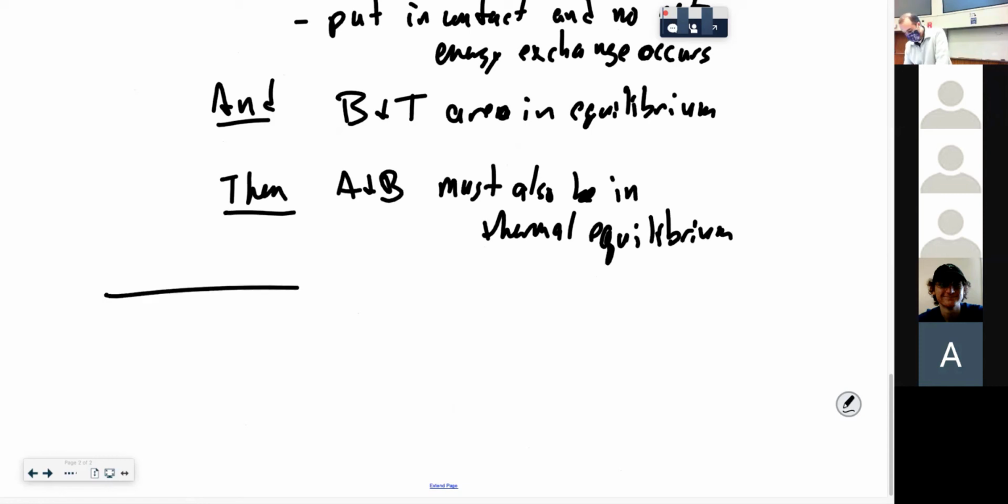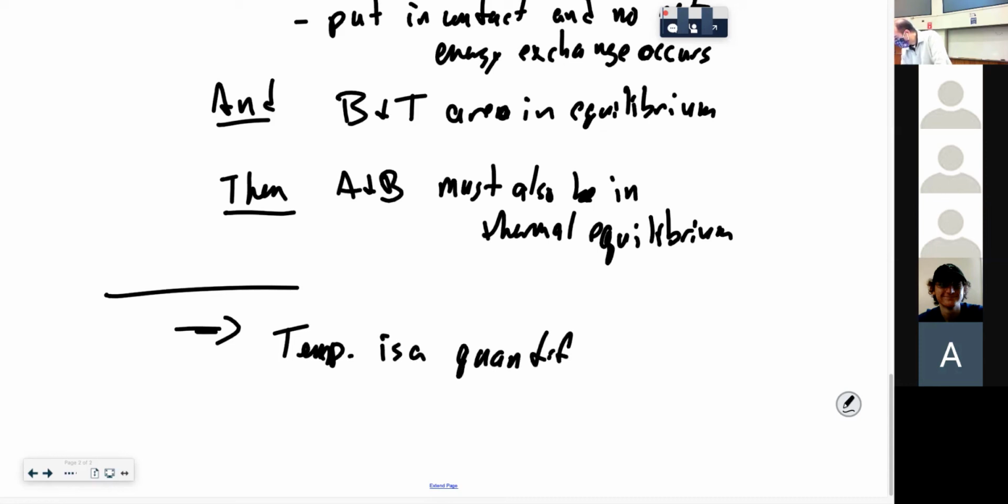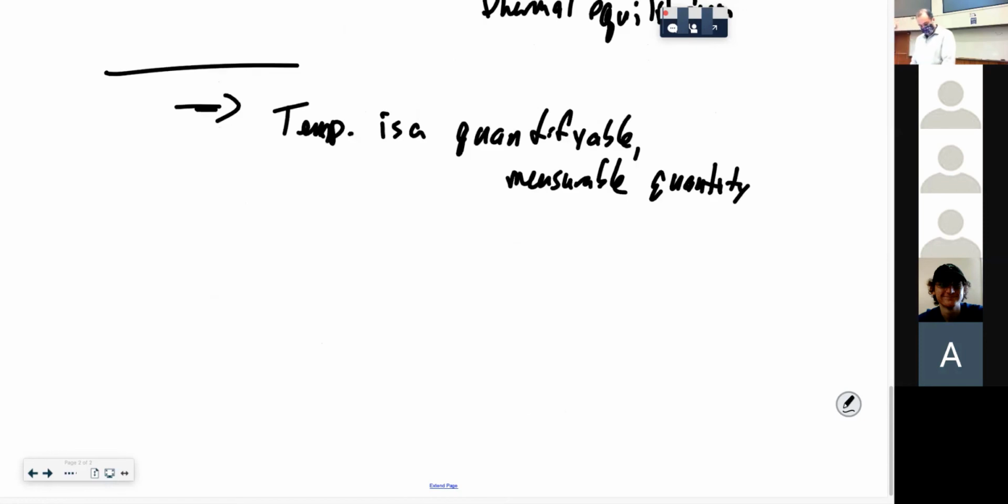Okay, so this leads to the fact that temperature is a quantifiable, measurable quantity. Which is useful. Okay, how do we do it?